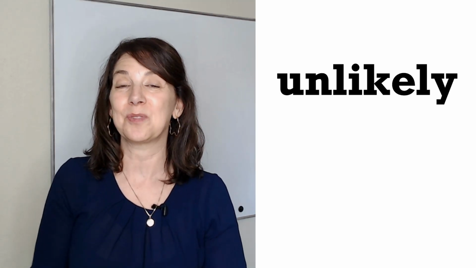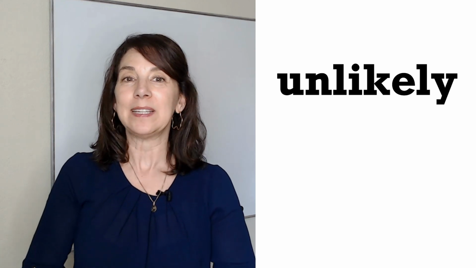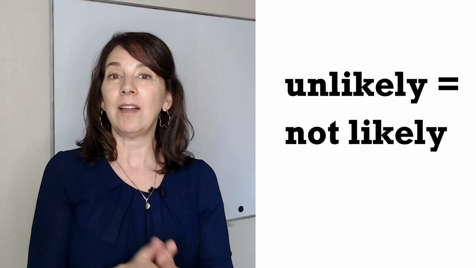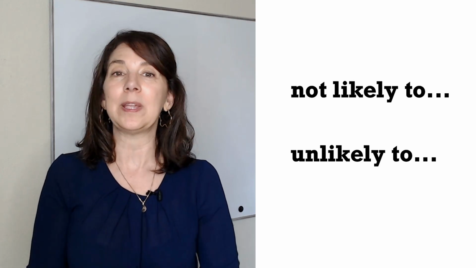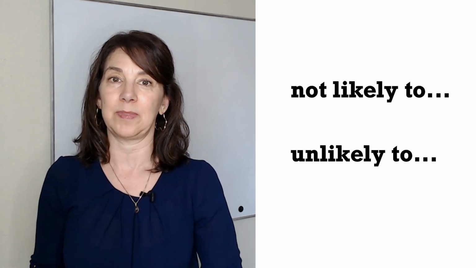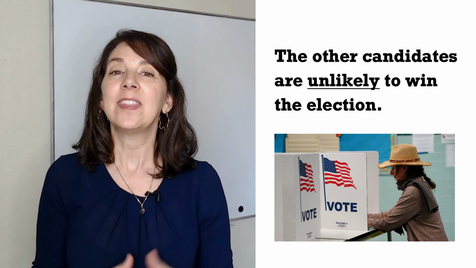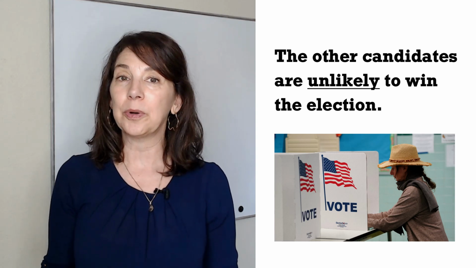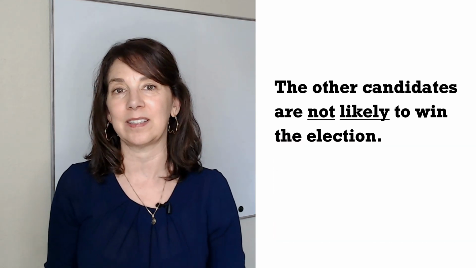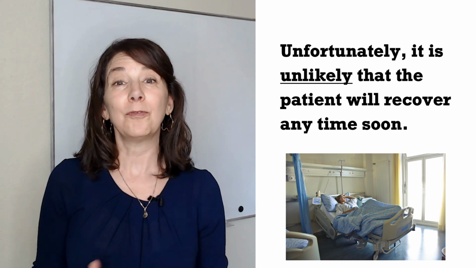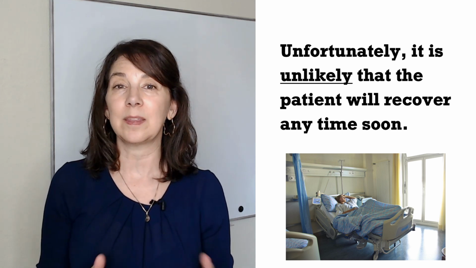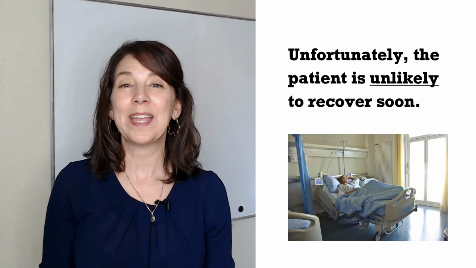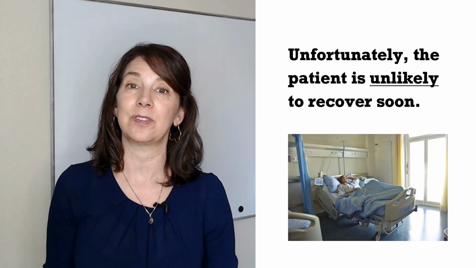Finally, let's learn how to use the word unlikely. Unlikely means not likely. So we could do two things. We can say not likely to do something, or we can use unlikely to do something. Let's see some examples. The other candidates are unlikely to win the election. Or the other candidates are not likely to win the election. Unfortunately, it is unlikely that the patient will recover anytime soon. Or the patient is unlikely to recover soon.